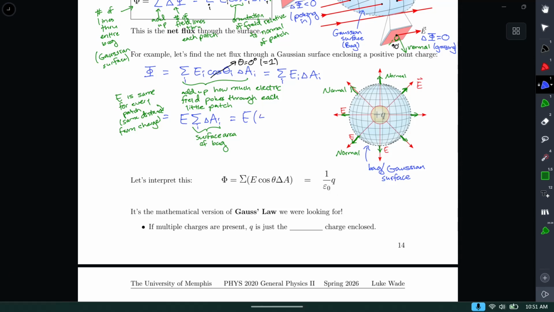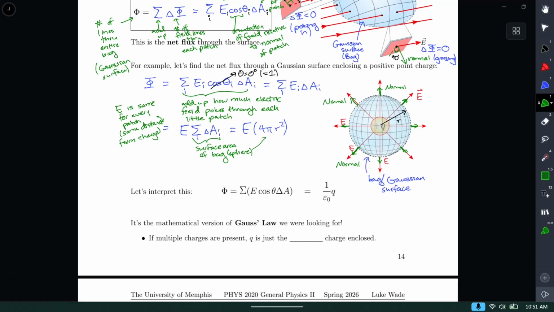You may not remember this, but at some point it's probably been said. Surface area of a sphere is 4 pi times the radius squared, where the radius is that right there, the radius of the sphere. So it's a sphere, and that's why I wrote that. All right. I also know the electric field strength for a point charge. It's something we've already determined previously.